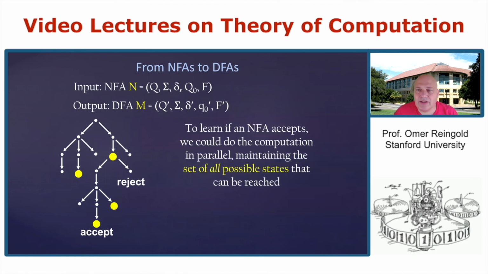To learn if an NFA accepts, we could do computation in parallel, but not in parallel over all paths, just in parallel over all states. So what we will maintain is the set of all possible states that can be reached by the NFA on the prefix of the input we saw so far. The idea is to define the set of states, Q prime, of the DFA to be the power set 2 to the Q. So all possible subsets of states in Q.